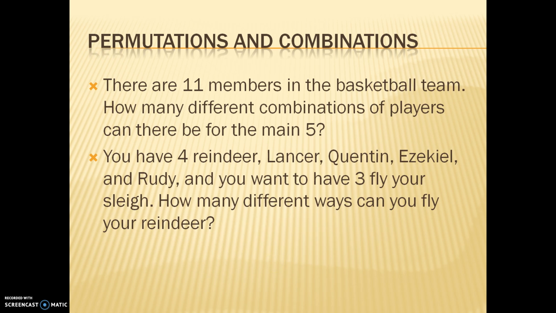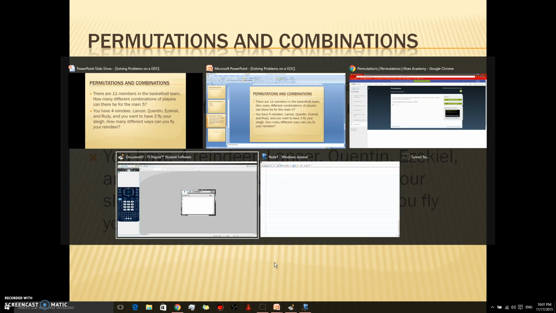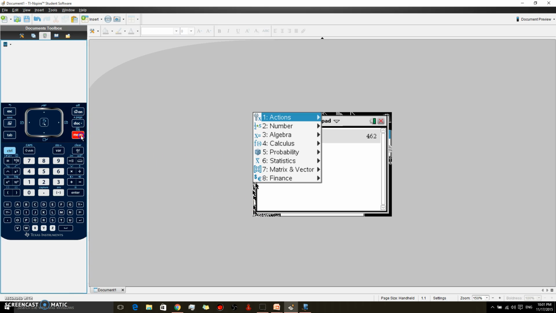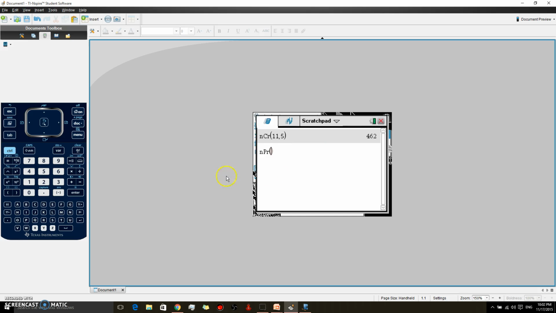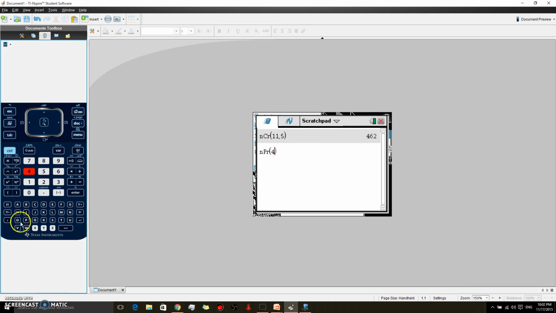Now moving on to the second question. You have 4 reindeer: Lancer, Quentin, Ezekiel, and Rudy. And you want to have 3 of them fly your sleigh. How many different ways can you fly a reindeer? So let's move on to our calculator, and let's find the same way and go into probability and click permutations. So we're going to click 4, since that's the total amount of reindeer we have, and we're going to click 3 because we only have 3. And so there are 24 different ways we can fly our reindeer.